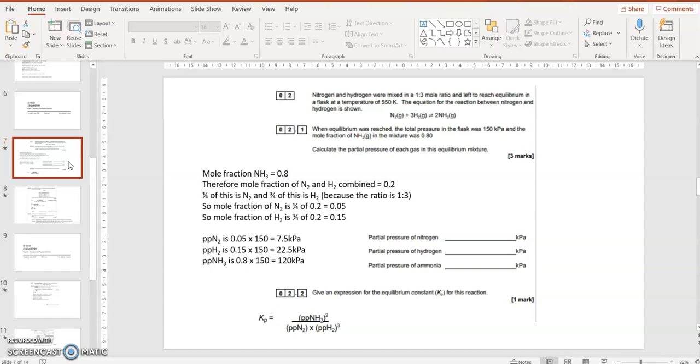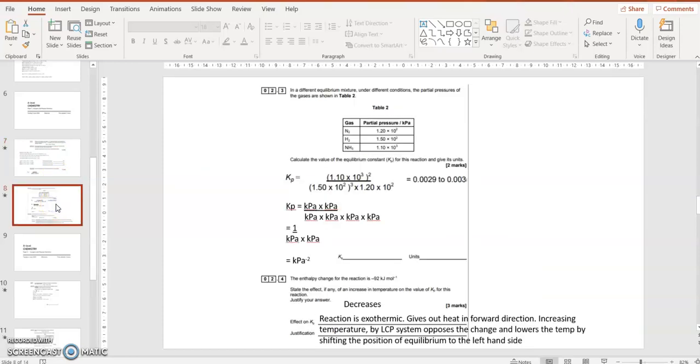Give an expression for the equilibrium constant Kp for this reaction. Partial pressure of NH3 squared, because there's 2 in front of the NH3 in the equation. Partial pressure of N2 multiplied by the partial pressure of hydrogen to the power 3, because there's 3 in front of the H2 in the equation.